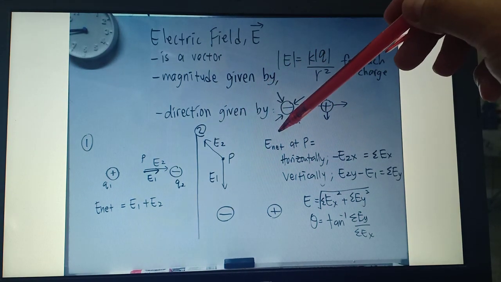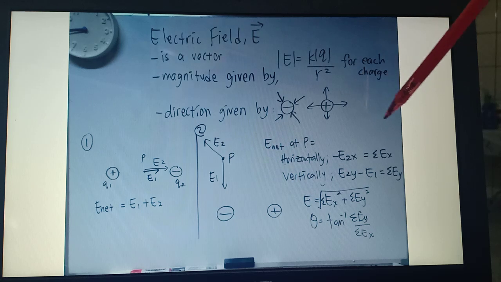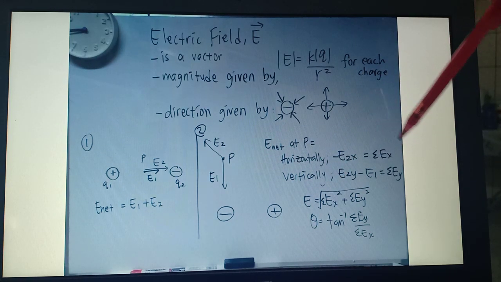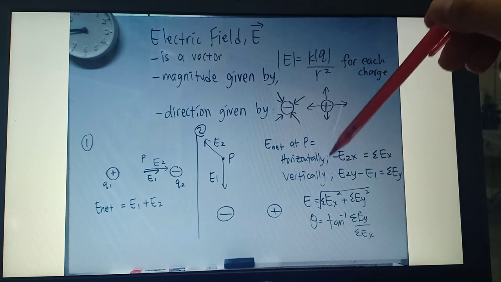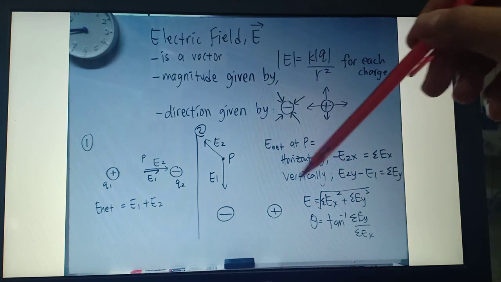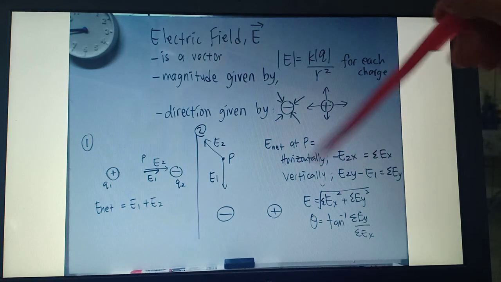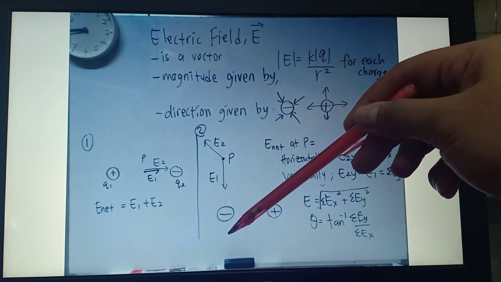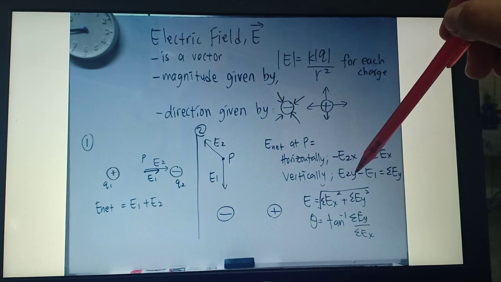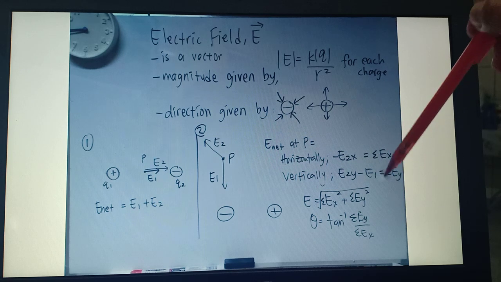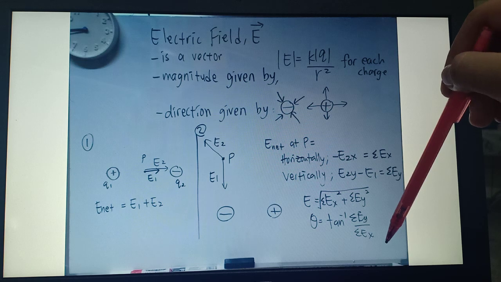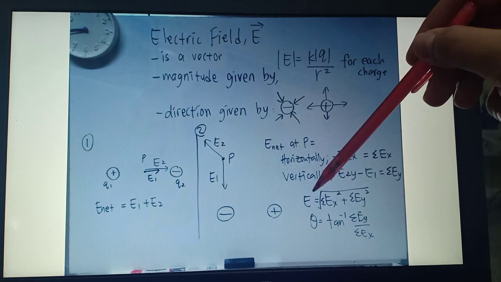So how to find your E net at P? You need to calculate one by one, horizontally and vertically. The summation along horizontal gives you negative E2x. Why? Because this one is going to the left direction, and then vertically you will have two vectors. E1 is already perfectly downward, E2y is upward, so you will have E2y minus E1y equals the summation of Ey. So this will follow the calculation for the direction of the electric field.